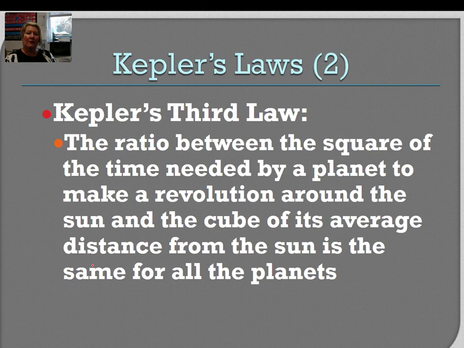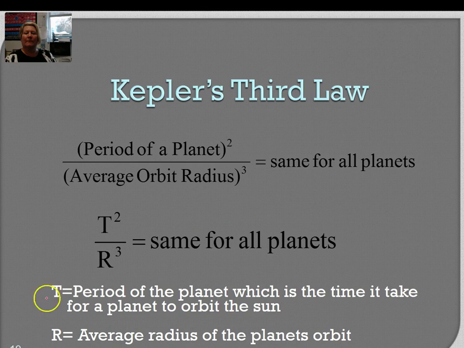Finally, Kepler's third law says the ratio between the square of the time needed by a planet to make a revolution around the sun and the cube of its average distance from the sun is the same for all planets. Let's look at this in formula. So the period of the planet squared, that's how much time it takes for a planet to orbit the sun, the Earth, 365 days, divided by the average orbit radius cubed, is the same for all planets. In other words, it's a constant.